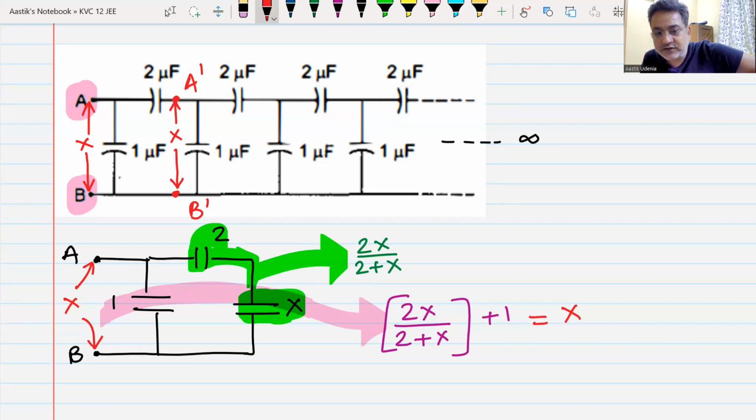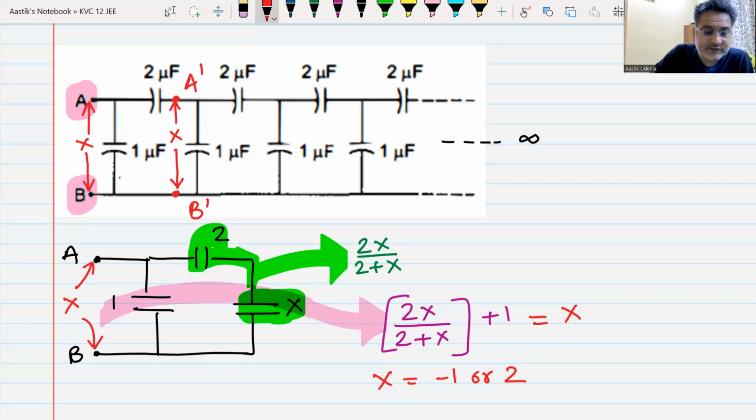When you solve that quadratic equation, you should get the value of X, which is the equivalent capacitance between A and B. Equal to -1 or 2, sir. So solving for X is coming as -1 or 2. I will take your word for this. It cannot be -1, sir. It has to be +2. So the answer for this case is +2. Well done. Everyone understood this? How is it done? Yes, sir.